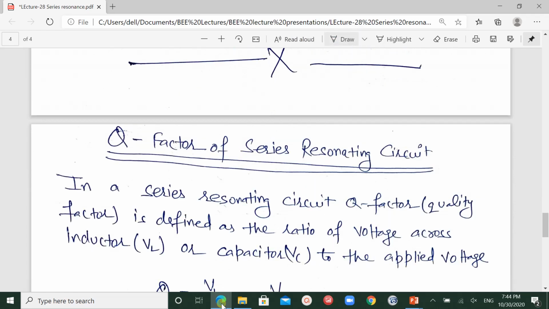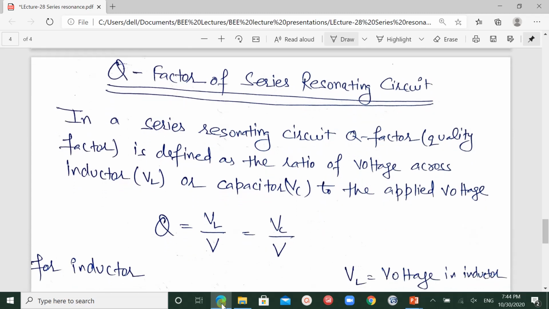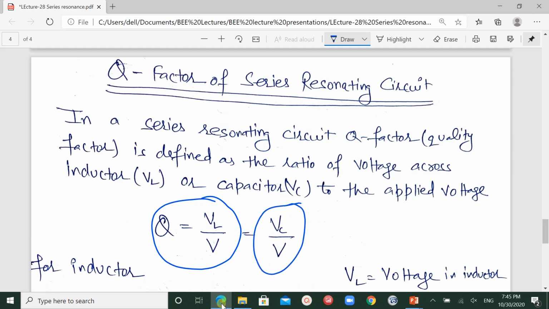The next topic is the Q factor of a series resonant circuit. What do we mean by the Q factor? It is basically the quality factor. In a series resonating circuit, the Q factor, quality factor, is defined as the ratio of the voltage across the inductor VL, or across the capacitor VC, to the applied voltage. It means it is the ratio of VL upon V, or the ratio of VC upon V.